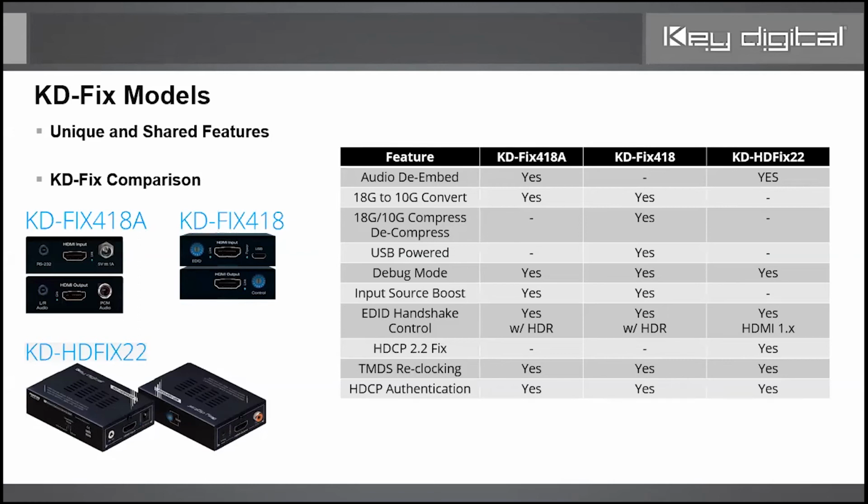Input source boost, which is especially necessary for your new 4K, 18G, 4:4:4 type, heavy sources. EDID handshake control, yes, across the board, with the newer products having the HDR as part of the handshake. HDCP 2.2 fix, we'll talk about where that is necessary in a moment. And all three fixers have TMDS re-clocking and HDCP authentication across the board, which I went over just a moment ago on the previous slides.